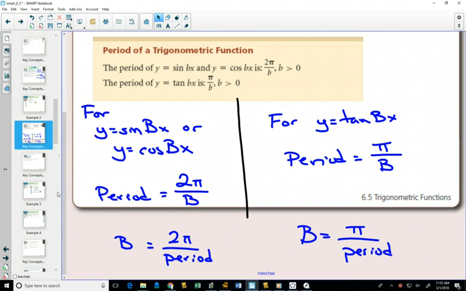You multiply by the reciprocal. And for tan, since the period started as pi, your period for tan will always be pi over your b value. And for both of these formulas, I've rearranged them to solve for b, because later on, sometimes we'll know the period and want to write the equation, so we'll have to write whatever the b value is, so we'll need those as well.